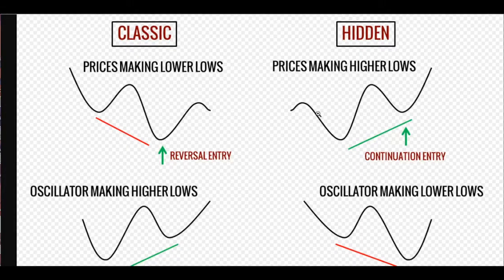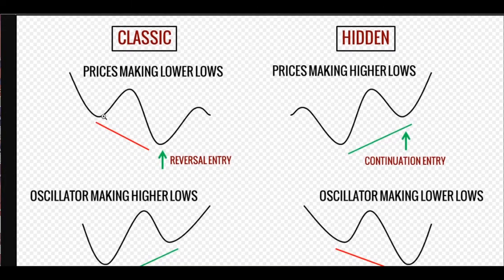And so what is a divergence? Well, the classic one is where price makes lower lows while our oscillator makes higher lows. The hidden one is where price makes higher lows and the oscillator makes lower lows. The only difference in the oscillator is that you're looking at different places in the oscillator. For example, since price is making lower lows, we look towards the lows of our price and our oscillator.